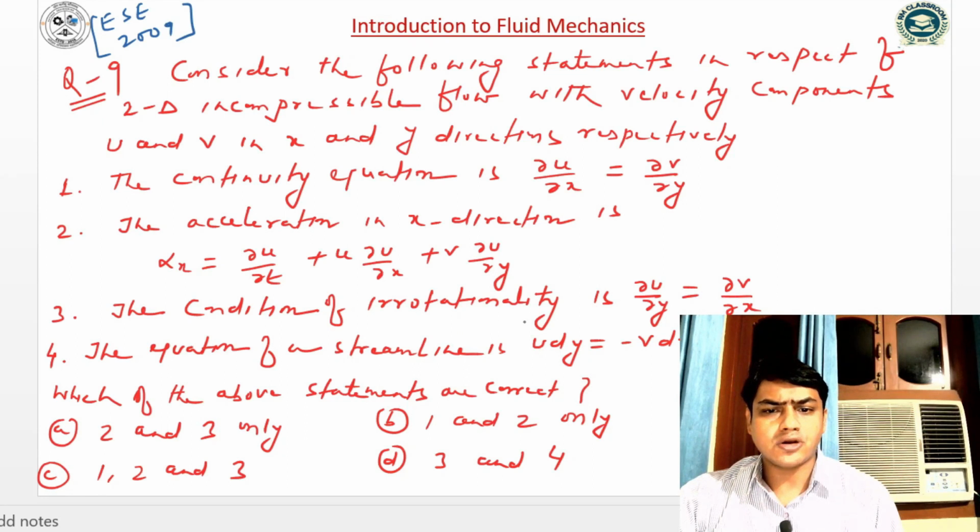The condition of irrotationality is del u by del y is equal to del v by del x. So omega z is equal to 1 by 2 into del v by del x minus del u by del y, so this condition is also okay. The equation of streamline is dx by u is equal to dy by v is equal to dz by w, so once again statement 4 is incorrect. So 2 and 3 only.